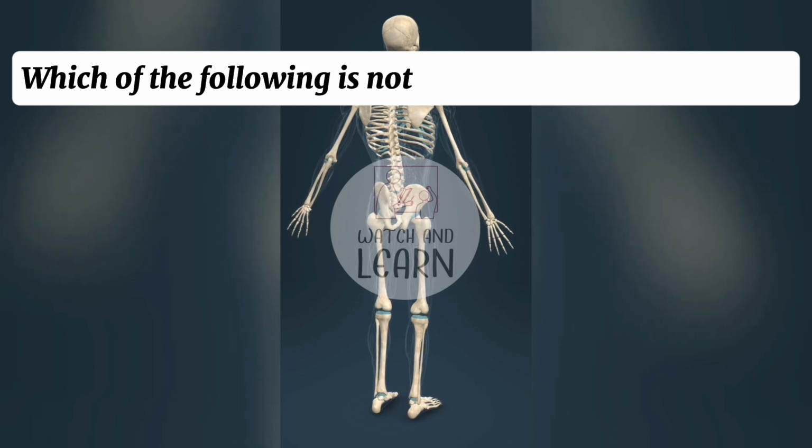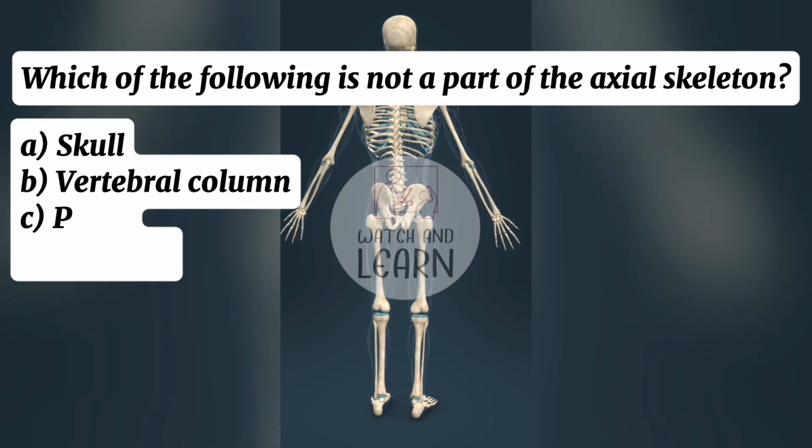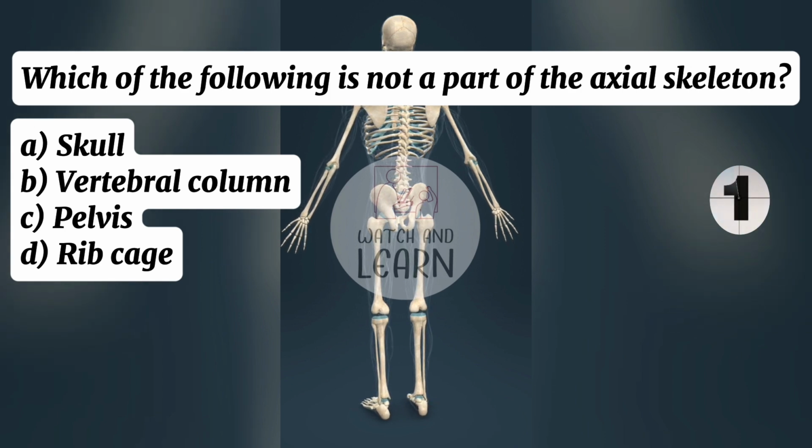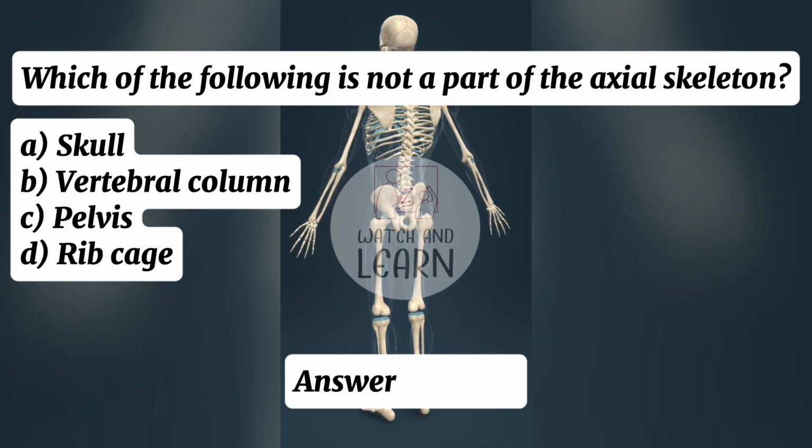Which of the following is not a part of axial skeleton? These are the options. And the right answer is answer C, pelvis.